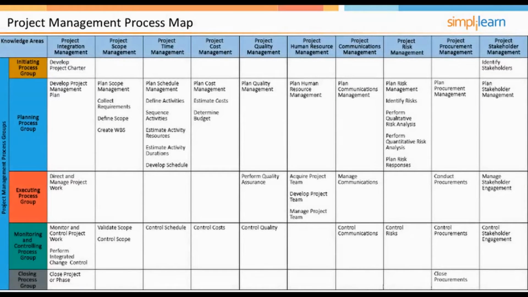There are 47 processes in project management grouped into 10 knowledge areas and mapped to 5 process groups. In this lesson, we will look at the third knowledge area, that is, project time management and its processes. Let us begin with the first topic of this lesson, project time management.